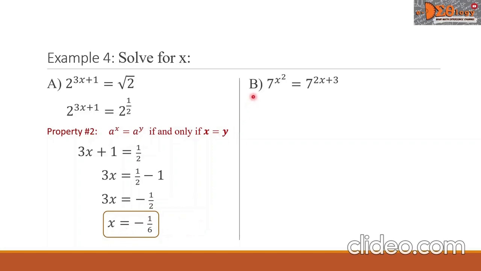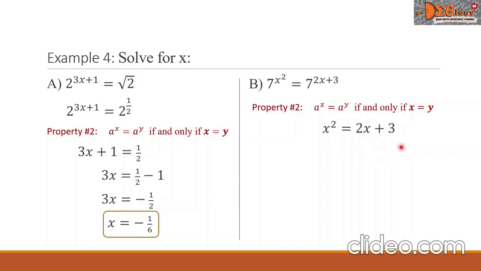Now problem B. 7 raised to x squared equals 7 raised to 2x plus 3. We can see now that the bases are same, which is 7. So we can equate the exponents by property number 2. We write again, we have x squared equals 2x plus 3. Let us solve now for x.